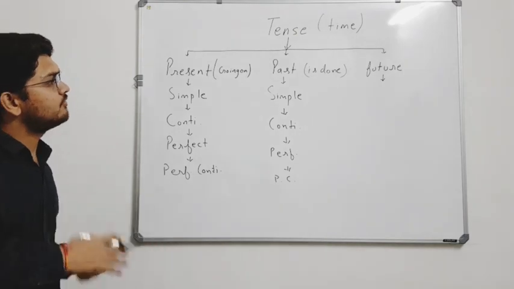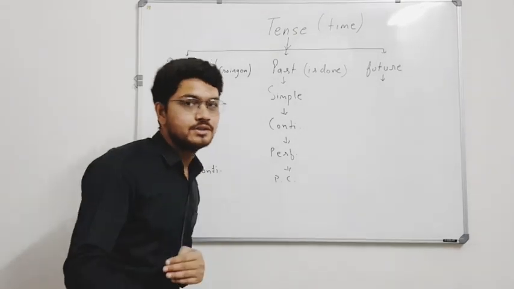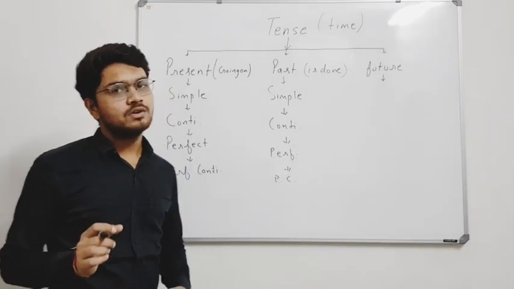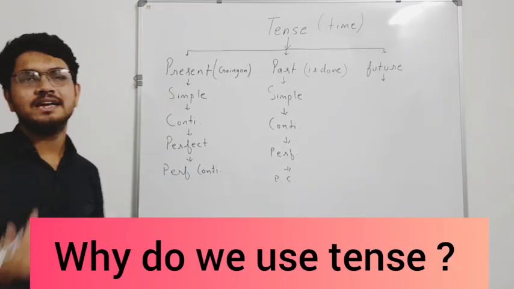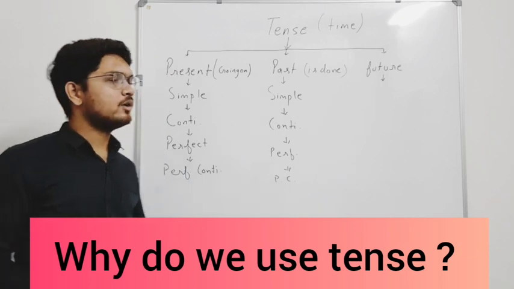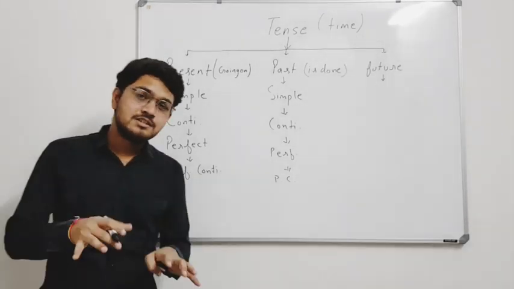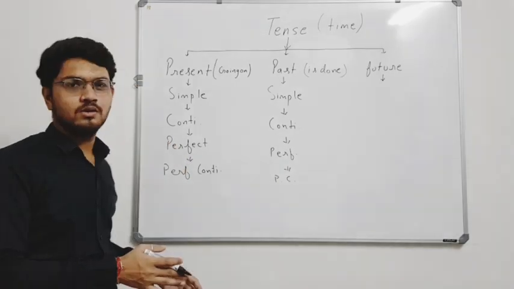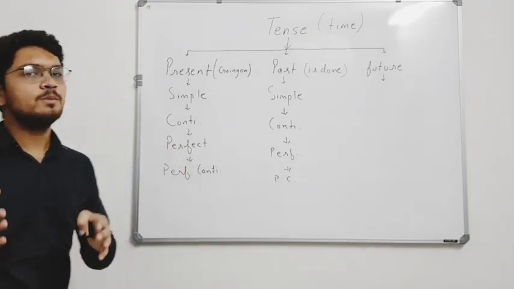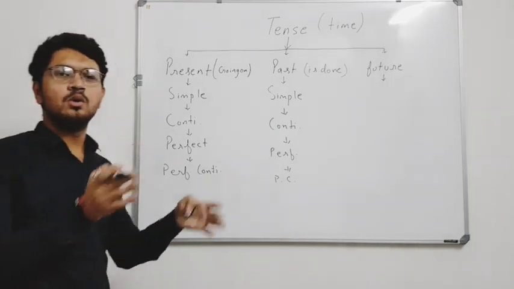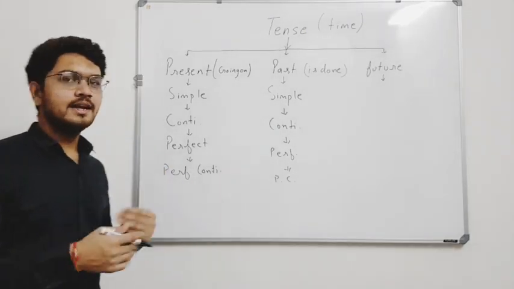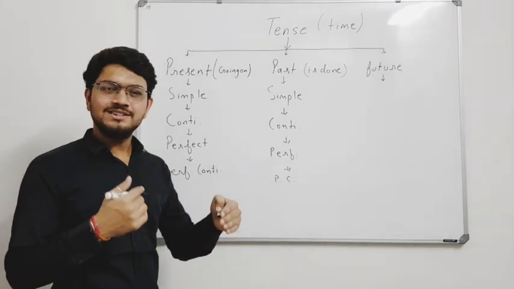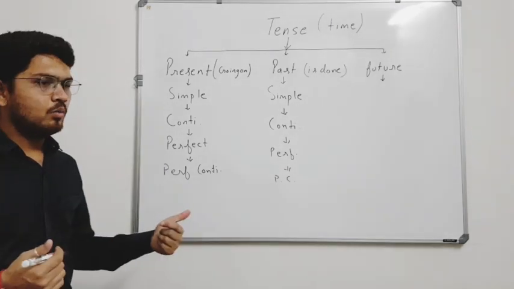So before jumping to the present simple, I'd like to give you a little introduction of why do we use tense. First of all, this is the question. Okay, why do we use tense? We use tense to make sentences from Hindi language to English language. Okay, we use tenses to make our Hindi sentences into English, and that's how we can make our sentences. Okay, so what is the sentence?